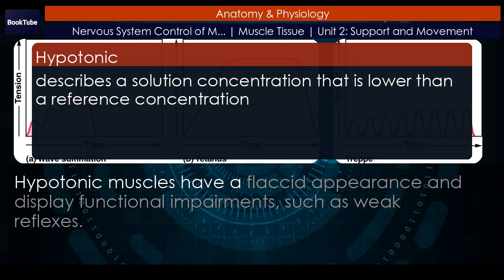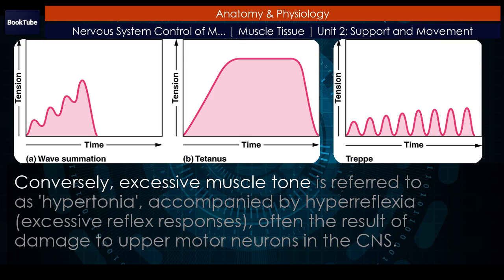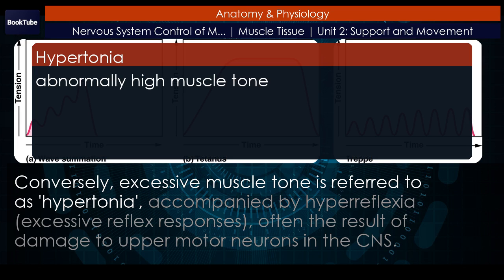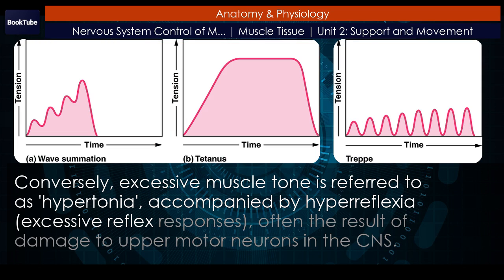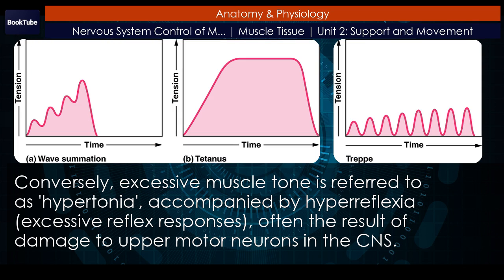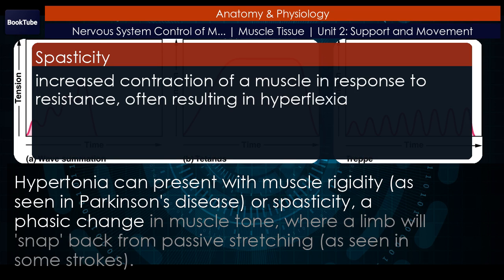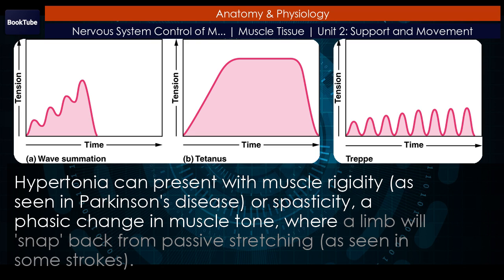Hypotonic muscles have a flaccid appearance and display functional impairments, such as weak reflexes. Conversely, excessive muscle tone is referred to as hypertonia, accompanied by hyperreflexia, excessive reflex responses, often the result of damage to upper motor neurons in the CNS. Hypertonia can present with muscle rigidity, as seen in Parkinson's disease, or spasticity, a phasic change in muscle tone, where a limb will snap back from passive stretching, as seen in some strokes.